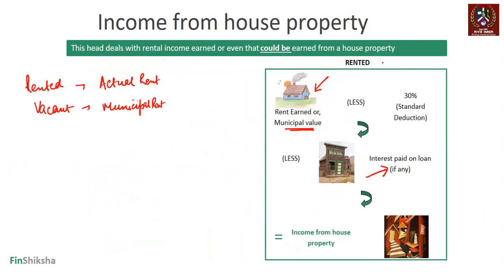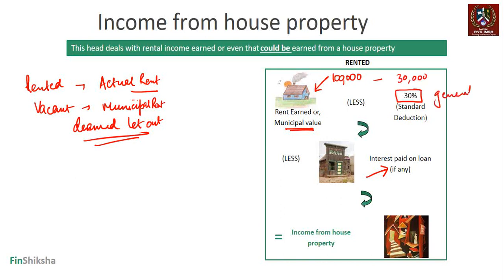It's supposed to be what's called deemed to be let out. It's a deemed let out home. It's assumed that you have let it out, right? Now, whatever your actual rent is, on that there is a 30% standard deduction, right? So if the rent in the year is 1 lakh, you can subtract 30,000 right away. This is for general wear and tear. General wear and tear, you remove that. So what's left is 70,000.